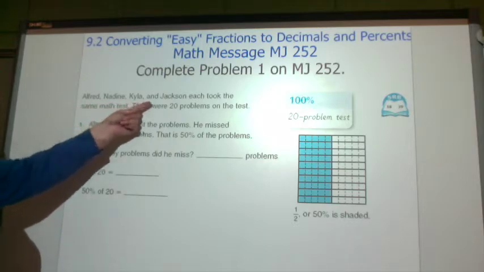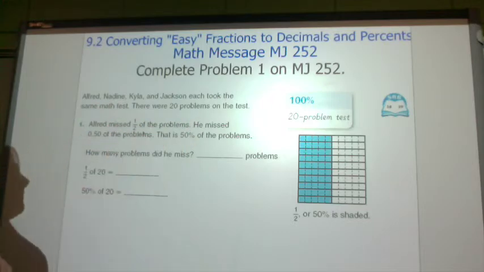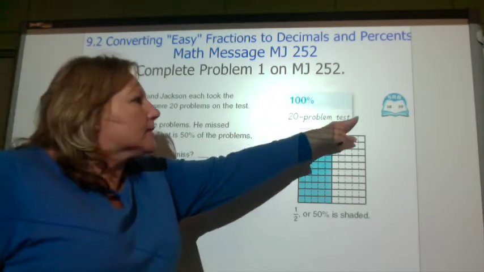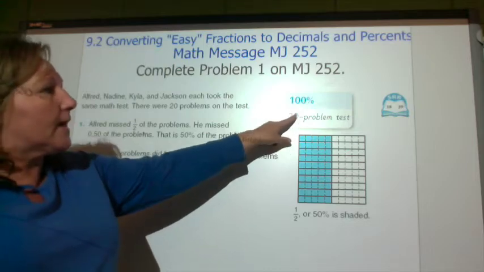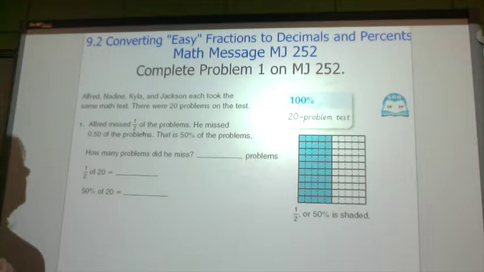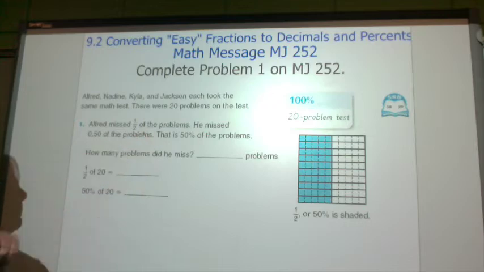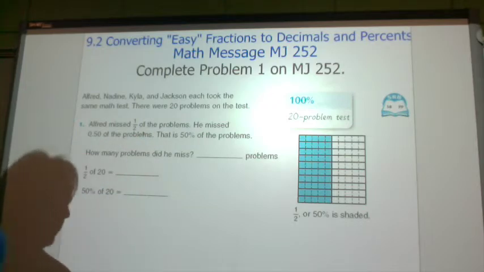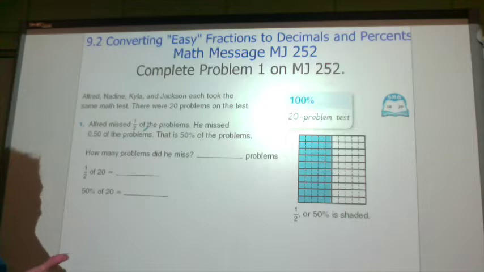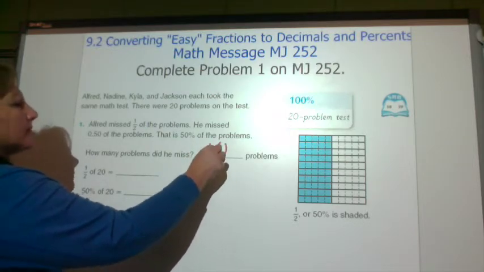Alfred, Nadine, Kyla, and Jackson each took the same math test. There were 20 problems on the test. So here's our unit right here. It's a 20 problem test. If you got 20 problems right, you get 100%. Alfred missed half of the problems. Uh-oh. He missed 0 and 50 hundredths of the problems. That is 50% of the problems. How many problems did he miss? Now this one's a pretty easy one because it's 50%. We know that 50% is always going to be just half. So all you have to do is cut 20 in half. So he missed 10 problems.